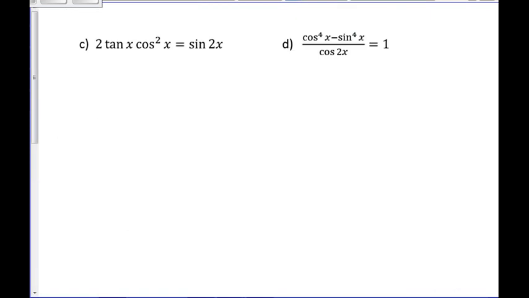Okay, C, we have tan, cos, and sine. There's some fishy stuff here. First of all, maybe we want to go to sine and cosine.